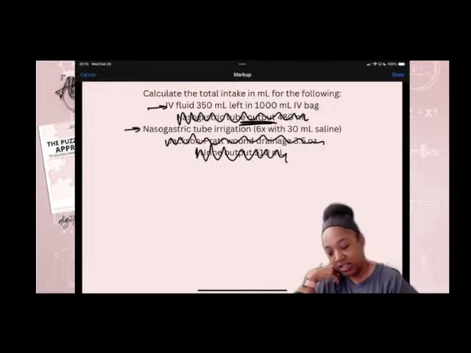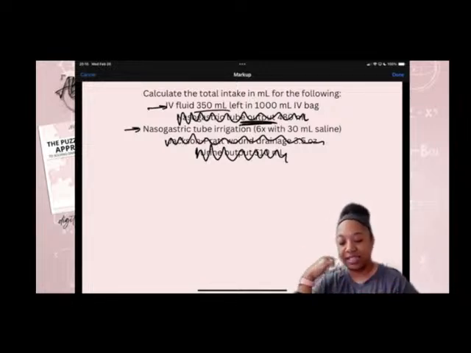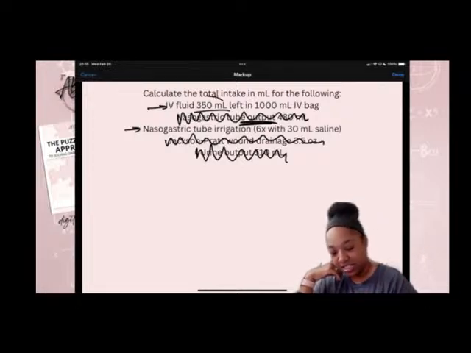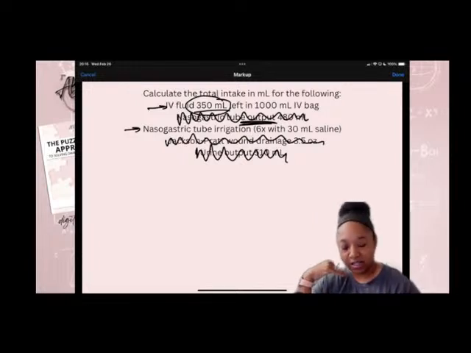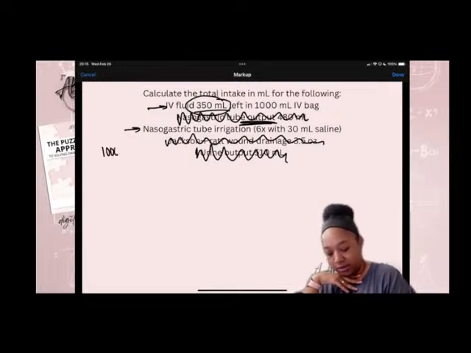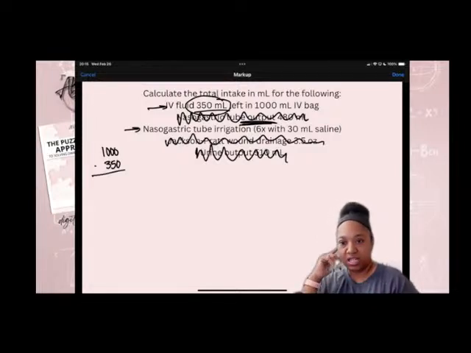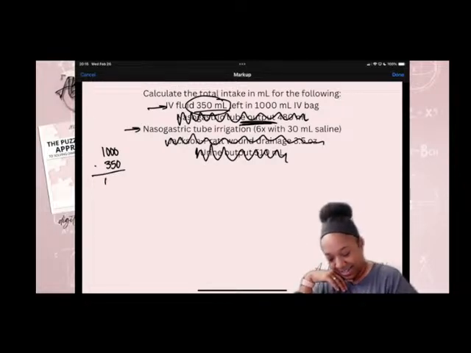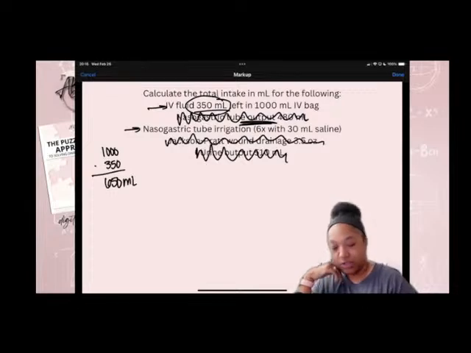So it says 350 mLs left in a 1,000 milliliter bag, okay? So this is how much is left, okay? So how much went in? Wouldn't we do 1,000 minus 350? What's that? I don't know simple math, y'all. 650, right? So that's how much went in. It's 650. So I'm going to put whatever I need to add on the side.